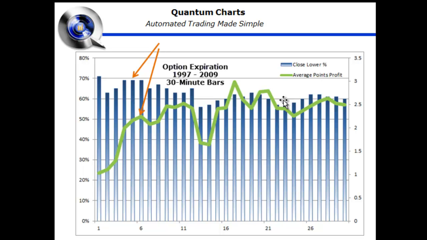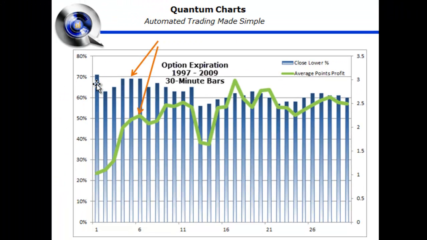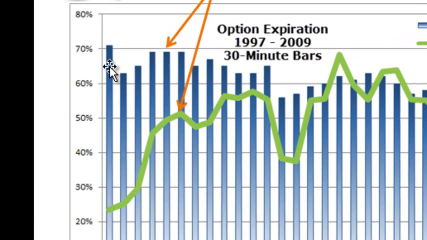Here's a graph of exactly that information. The bar graph is the direction of the market movement based on a percentage. And on this one, it's divided into two sections. We have close higher percentage and close lower percentage. So on option expiration, this first bar is the first 30 minutes of that day. And it's telling us that the market moves down the first 30 minutes of that day 71% of the time. So if we were looking at the close higher percentage stats, we'd see that the market moves up 29% of the time during the first 30 minutes of option expiration.